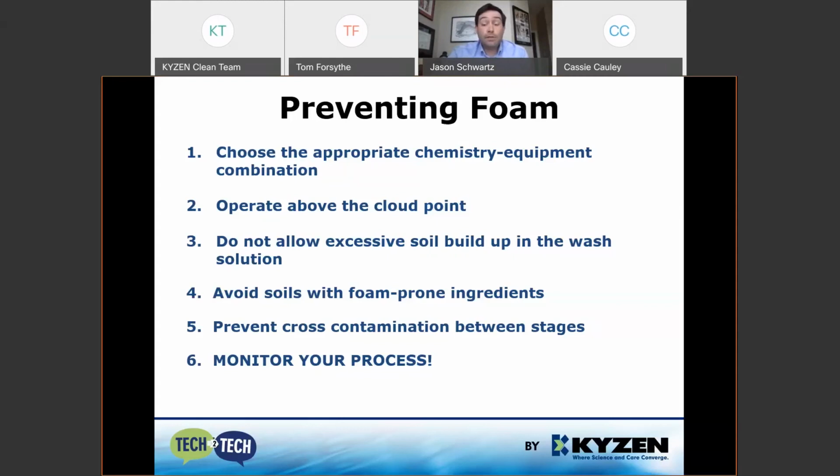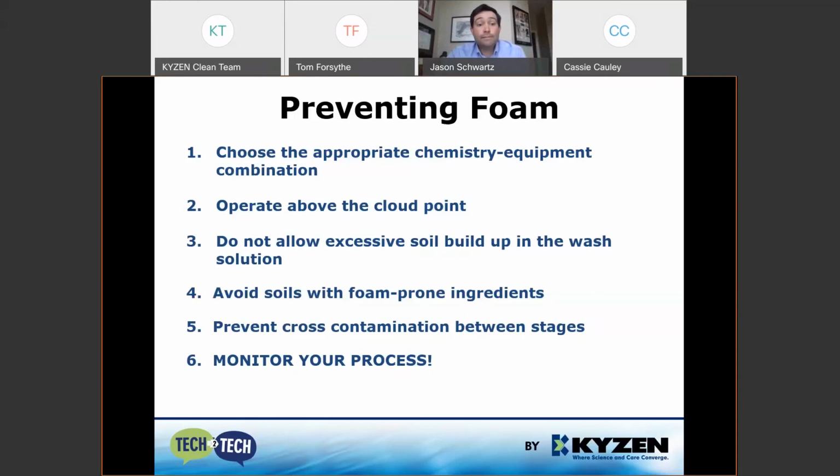Prevent cross-contamination between stages. A lot of times, we'll see a rinse tank begin to foam, even though someone hasn't put any soap in it. Well, what's happening is the soap is dragging out from the wash into the rinse, creating a very low level of surfactant concentration and propagating foam.